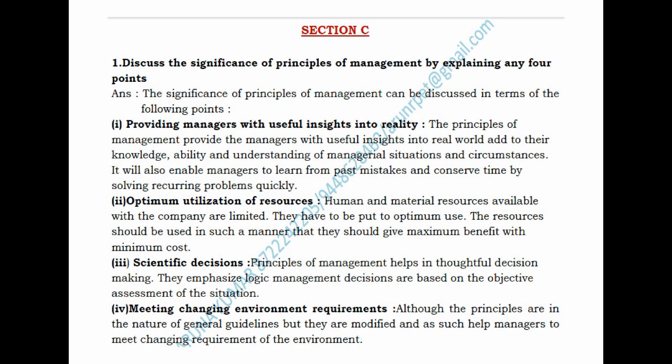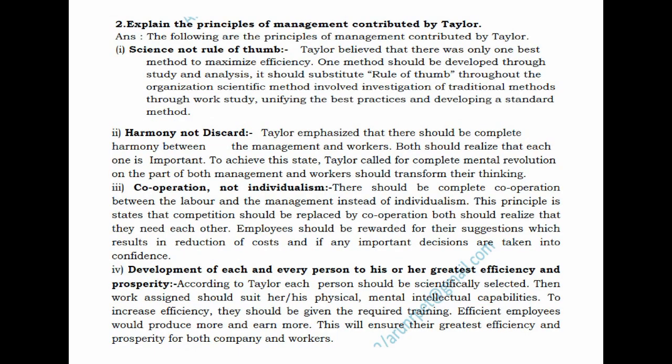Okay, so the next question is, explain the principles of management contributed by Taylor. So when coming to the principles of management of Taylor, that is scientific management, you have 4 points. One is science, not rule of thumb. Harmony, not discord. Cooperation, not individualism. And development of each and every person to his greatest efficiency and prosperity.